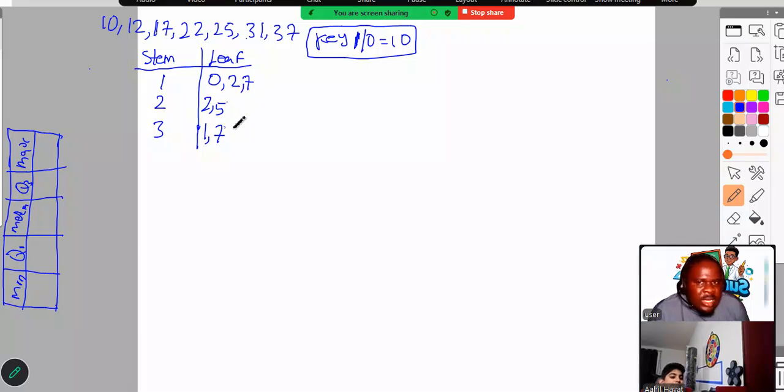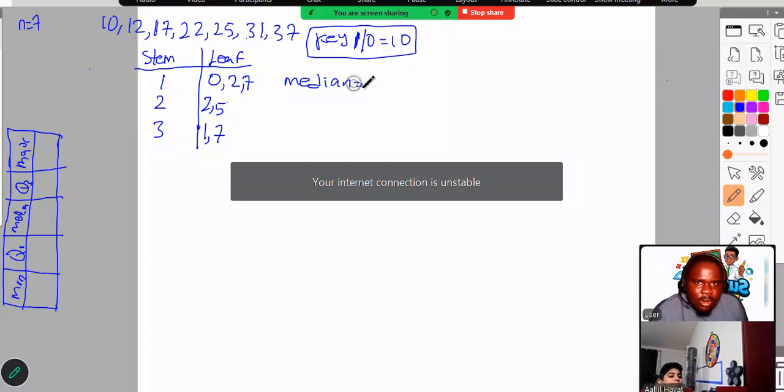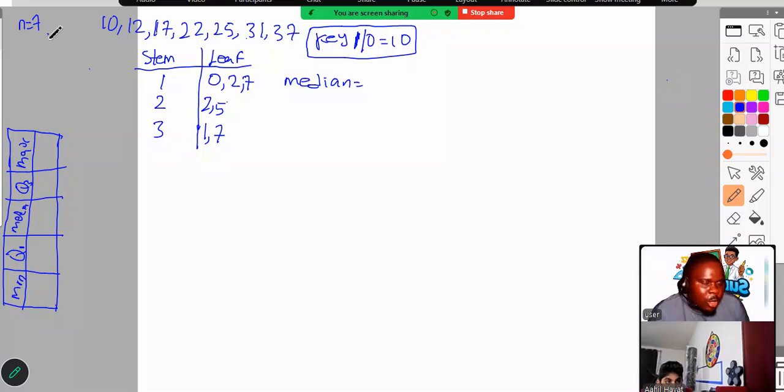Now, let's continue. We need to know how many sets of data we have here. Let's count: 1, 2, 3, 4, 5, 6, 7. So that means we have n to be 7. That means we have 7 sets of data. Now the question comes because we want to find our median. This n now is 7. Is 7 an even number or an odd number? 7 is odd.